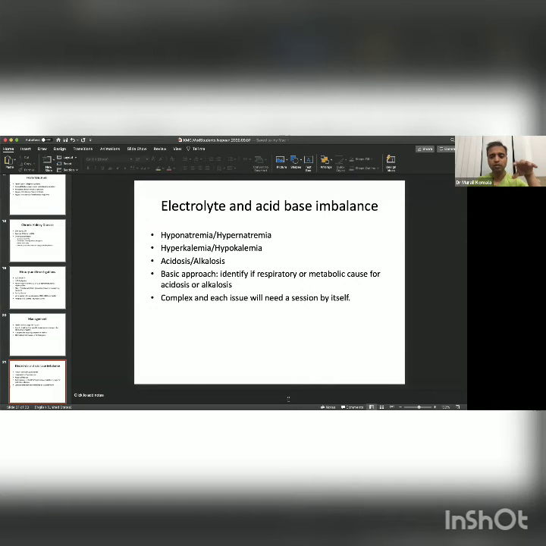So I won't delve into too much detail in this because at your level, as long as you identify the pH. The normal arterial pH is between 7.35 and 7.45. Anything less than 7.35 is acidosis. Anything more than 7.45 is alkalosis. Okay. So it's very complex, and each issue will need a session by itself. But I think I'm doing one session at the end of the year where I'm going to focus on one of the electrolyte disturbances.